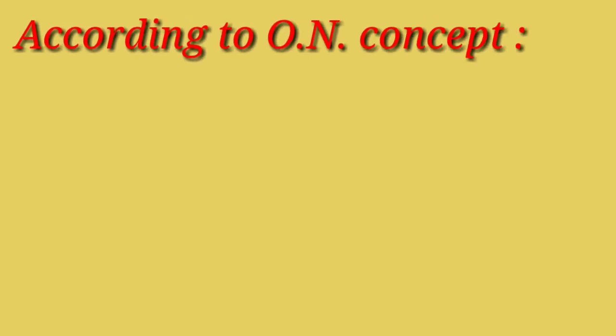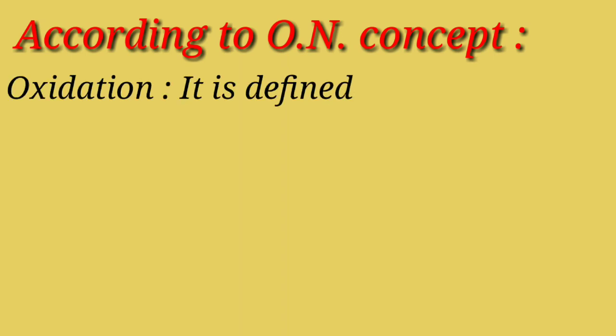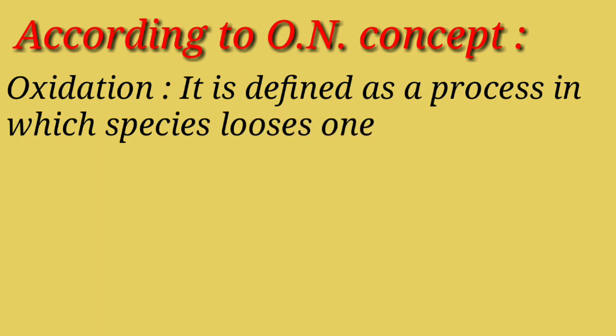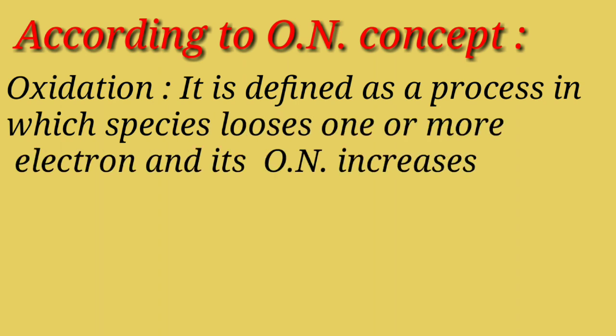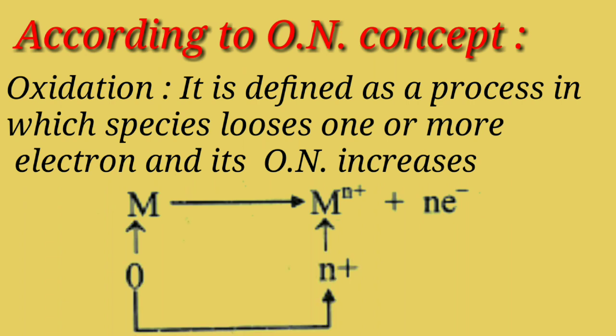On the basis of oxidation number concept, oxidation is defined as a process in which species loses one or more electrons and its oxidation number increases. Over here, metal M loses n number of electrons and gains n number of positive charge. So over here, oxidation number increases from 0 to +n. So this increase in oxidation number is known as oxidation.